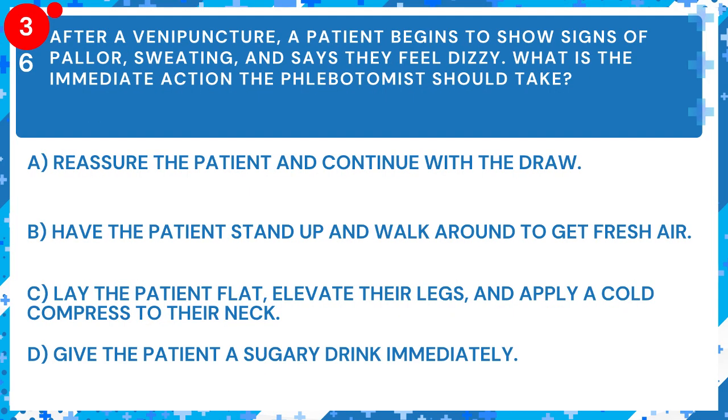Question 36. After a venipuncture, a patient begins to show signs of pallor, sweating, and says they feel dizzy. What is the immediate action the phlebotomist should take? A. Reassure the patient and continue with the draw. B. Have the patient stand up and walk around to get fresh air. C. Lay the patient flat, elevate their legs, and apply a cold compress to their neck. D. Give the patient a sugary drink immediately.